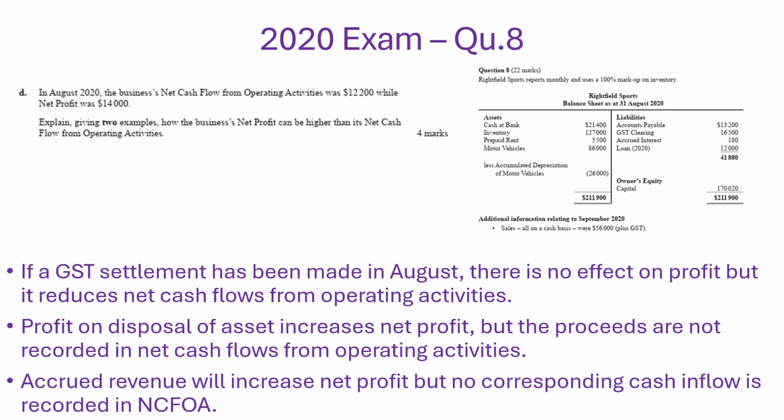A couple of other possibilities. What if we made a GST settlement during the period? That would have no impact on profit. It's neither revenue nor an expense, but it certainly will reduce our net cash flow from ops. What if we sold a non-current asset and we made a profit on it? It's going to increase our profits, but the proceeds do not affect the net cash flow from operations. We just report that via the disposal account. And maybe we had some accrued revenues such as interest. That would increase the profits, but we won't get that interest until the following period. So therefore that will not impact the net cash from ops.